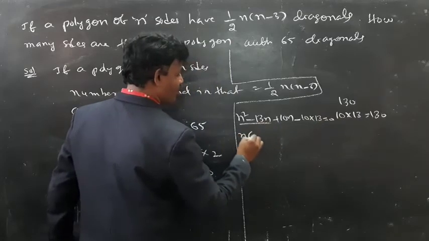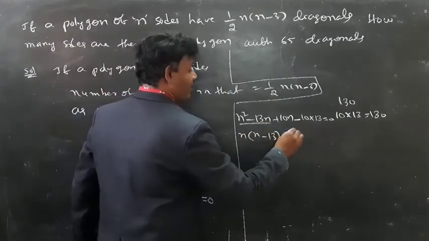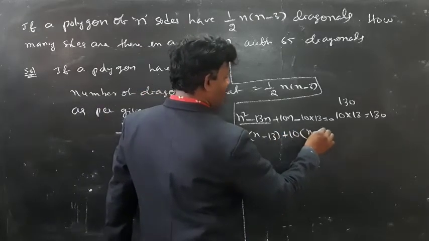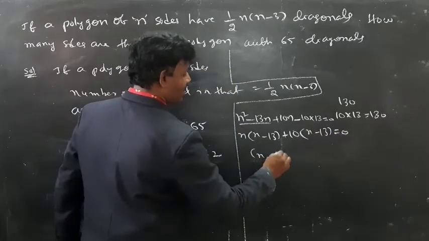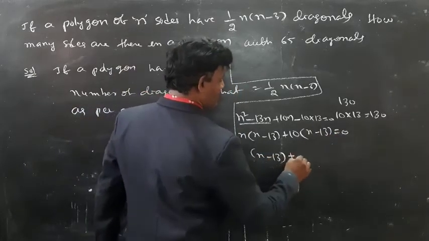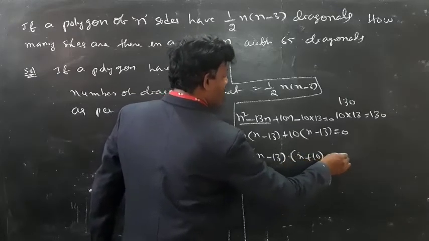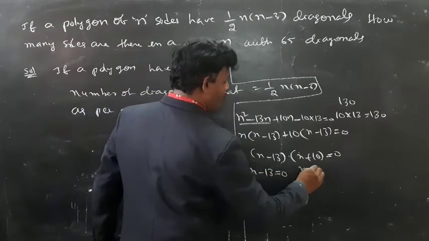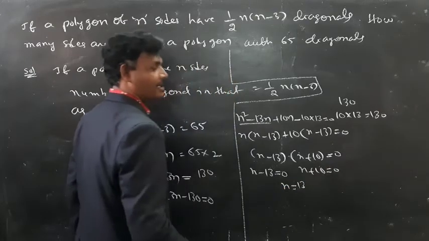From this, what is common? n is common, so the remaining is n minus 13. Here 10 is common, and the remaining is n minus 13 equal to 0. So once again n minus 13 is common, and the other factor is n plus 10 equal to 0. So n minus 13 is equal to 0 and n plus 10 is equal to 0. So n equal to 13 is the correct answer.